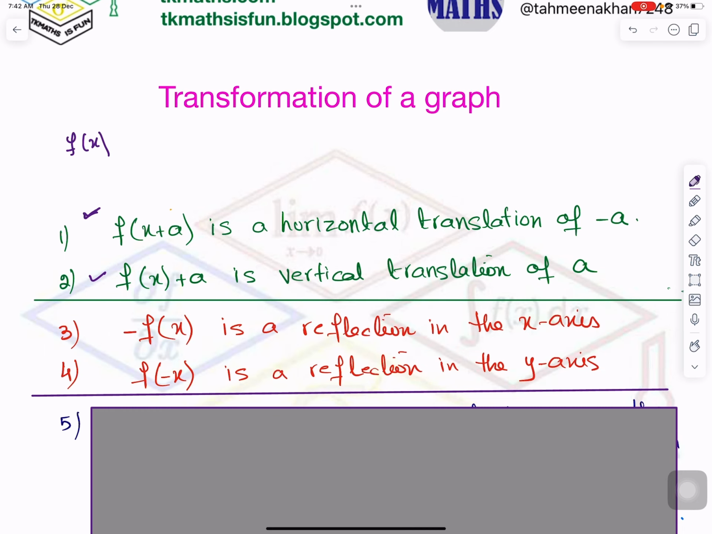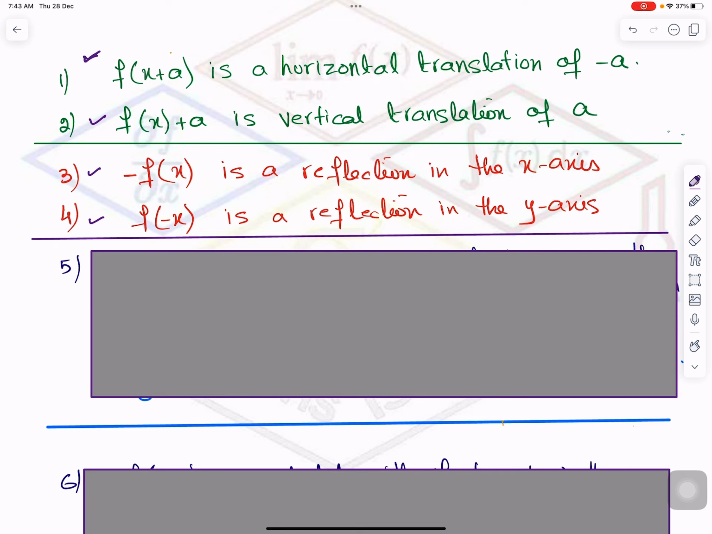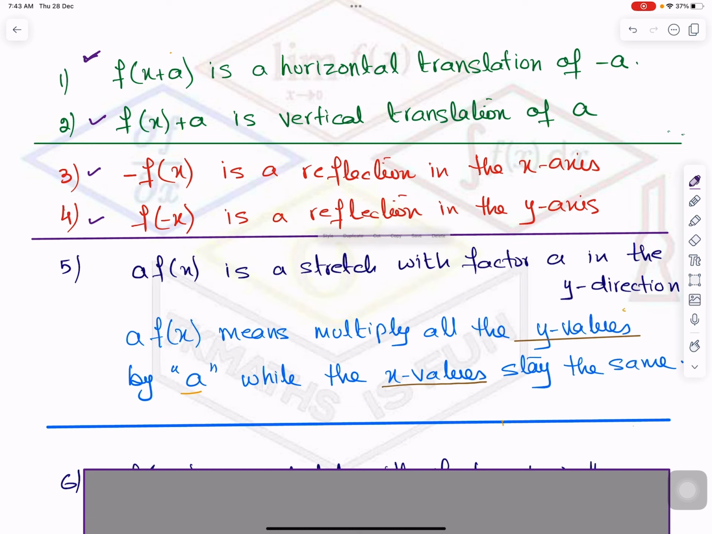Then we are talking about reflection, and reflection is in the x-axis or y-axis. If it is minus f of x, it is reflection in the x-axis, and if it is f of minus x, it is reflection in the y-axis. We will see this explanation in the next video, and you will find the link in the description.